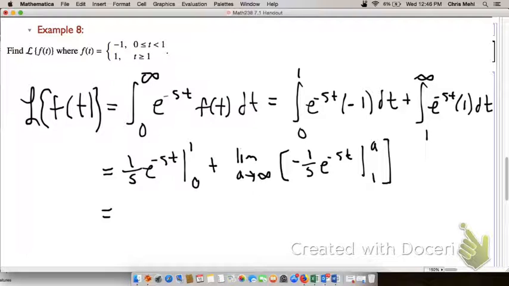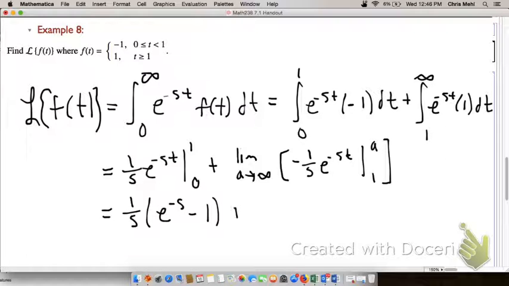Now, for the first function, when you plug in 1, you get 1 over s e to the minus s, and when you plug in 0, you get 1 over s. The 1 over s can be factored out, and I'll just write this is e to the minus s plus 1. Actually, that's my bad, the sign in the middle, we're supposed to be subtracting. So this is e to the minus s minus 1.